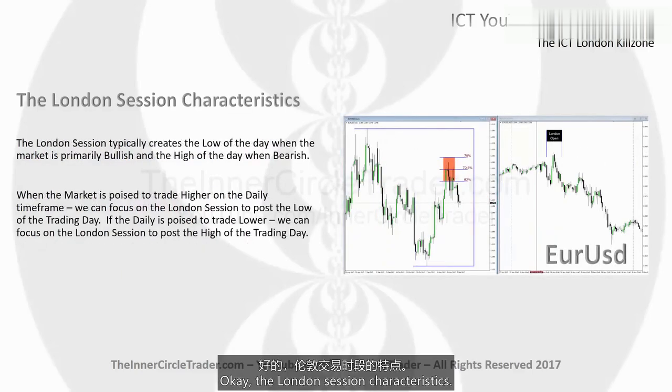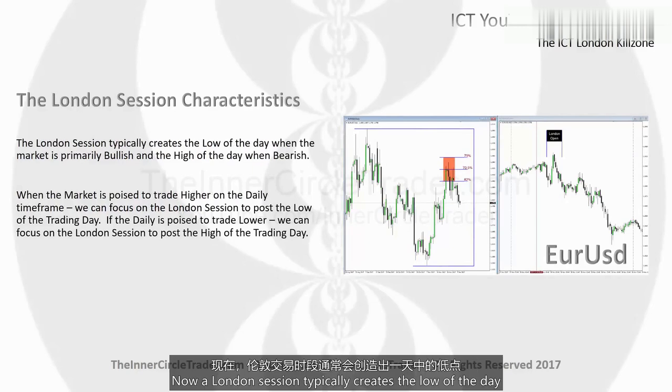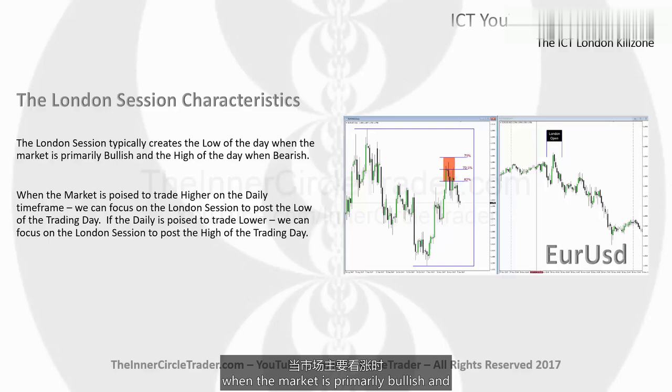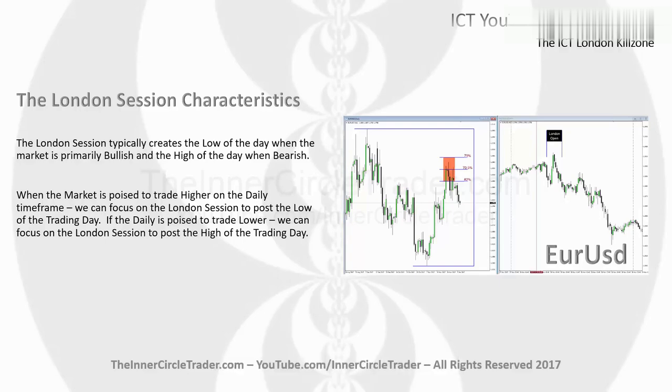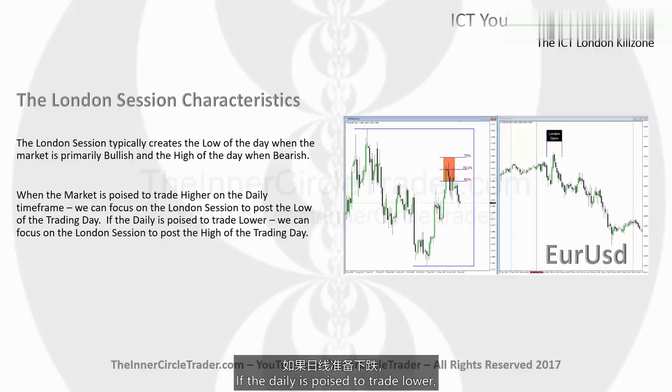Okay, the London session characteristics. Now, the London session typically creates the low of the day when the market is primarily bullish, and the high of the day when bearish. When the market is poised to trade higher on the daily time frame, we can focus on the London session to post the low of the trading day. If the daily is poised to trade lower, we can focus on the London session to post the high of the trading day.